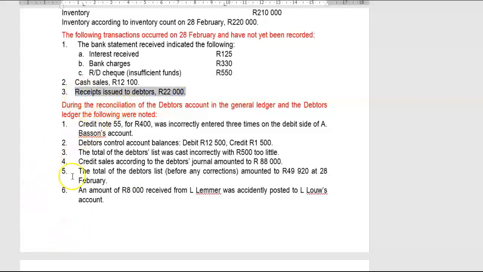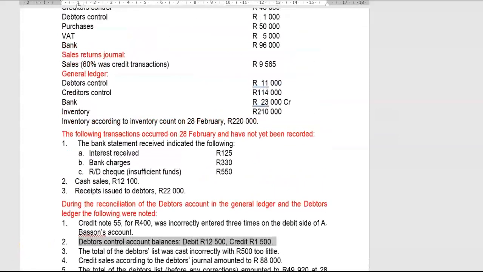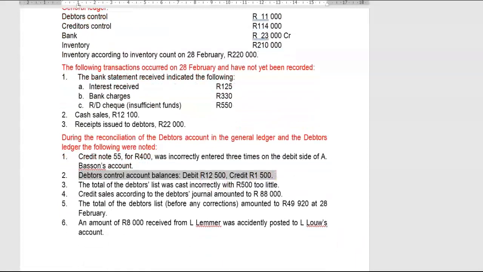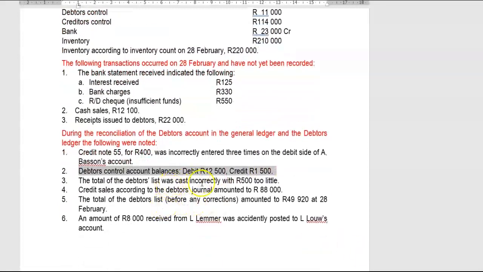Then they give you some information about the reconciliation between the debtors account in the general ledger and the debtors ledger, and the following were noted. There was a credit note that was incorrect. Debtors control balances here: debit balance 12,500 and credit balance 11,500. Now that corresponds with the ledger here, 11,000. So 12,000 less that will balance back to the 11,000 over there. The total of the debtors list was cast incorrectly with 500 Rand too little.